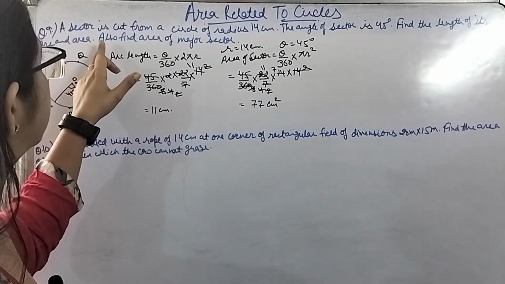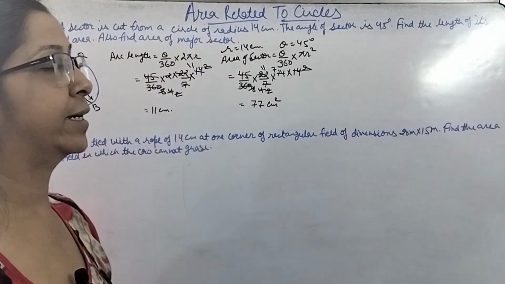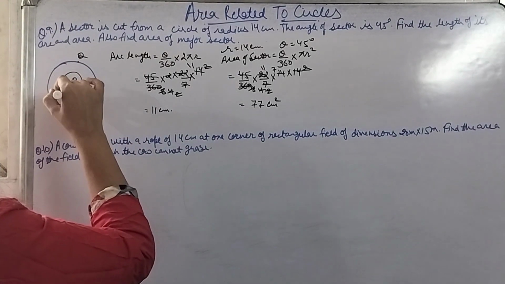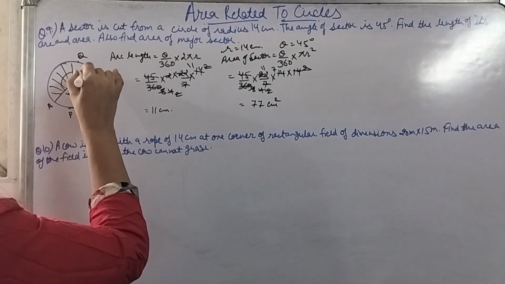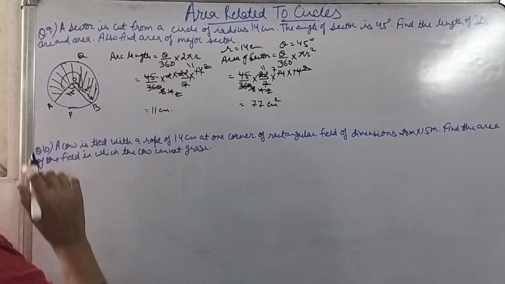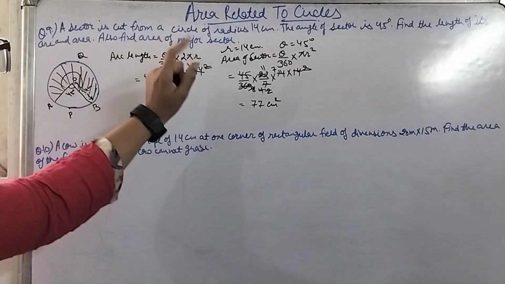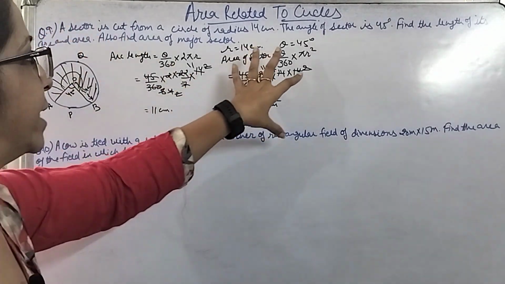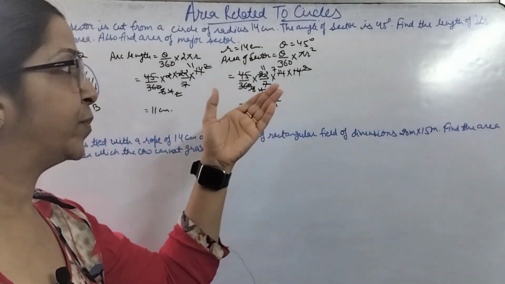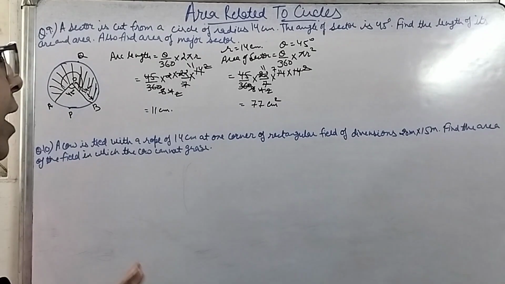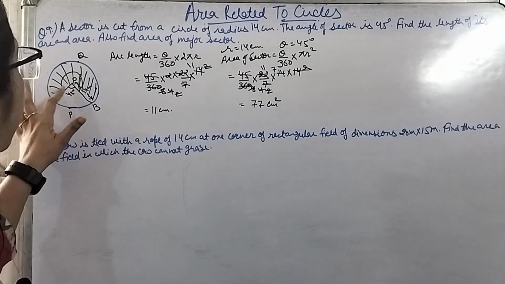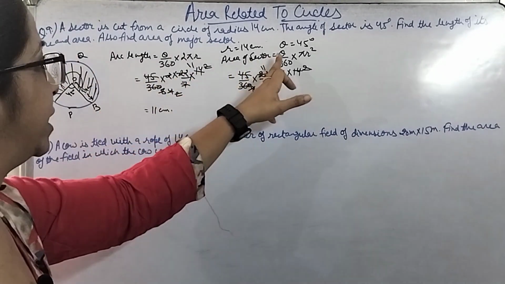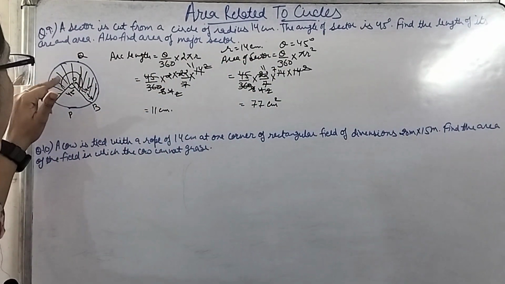Now what else is asked is to also find the area of the major sector. Major sector means this will be the angle we consider, and this is the required area. This is your major sector. Now for the area of the major sector, what we can do is from the total area of the circle, we can subtract the area of the minor sector. We will get the area of the major sector. Otherwise, we can take theta as 360 minus 45 for this major sector, and then instead of theta, we will take 360 minus 45.